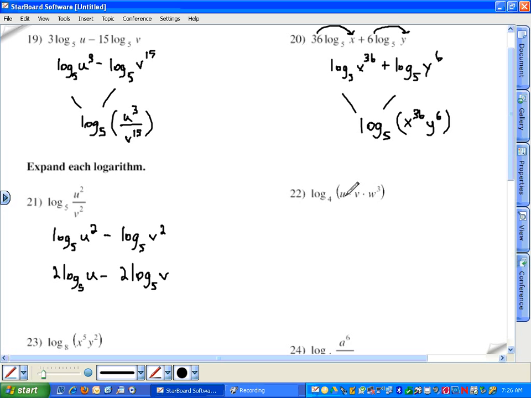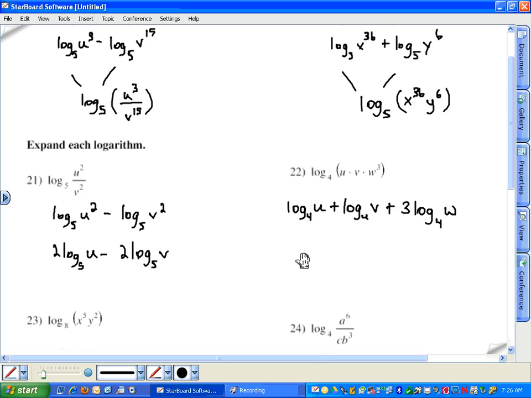Now here in 22, there's 3 terms that are forming a product, which means we're going to end up with 3 logarithms, all separated by a plus sign. We have the log base 4 of u plus log base 4 of v plus, now I'm going to move this power down here just to save time, plus 3 times the log base 4 of w.